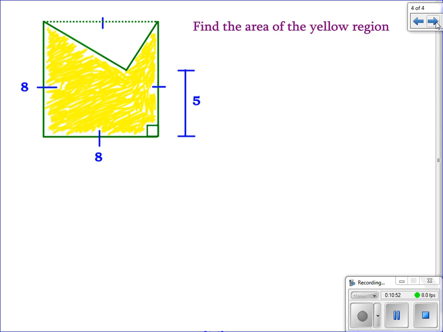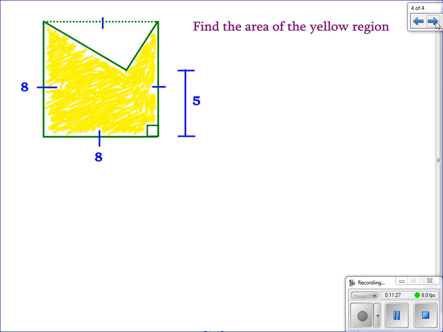Okay, so right now it looks like we may have to break it up into a few pieces and add them together, but it's actually easier if we use subtraction. So think about this shape and how we could utilize subtraction to help us. Maybe we could find the area of the square and subtract away the triangle that got taken out. And whatever's left over is the yellow region.